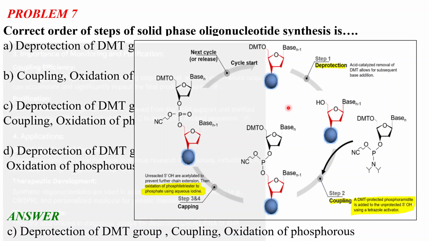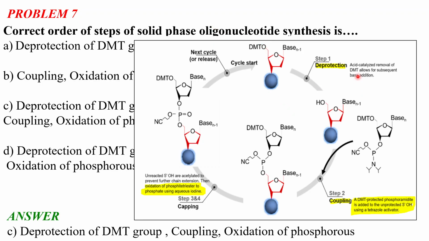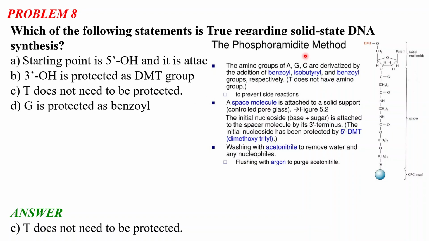And another thing is that the 3' OH is protected as DMT group. It is also incorrect because, as I have clearly mentioned, the 5' OH is protected with this DMT group. This is known as the phosphoramidite method I have mentioned. First we have this CPG bead, then a spacer, and then the initial nucleoside with a base. The 3' OH is attached with the silica, and the 5' OH is protected by the DMT group.